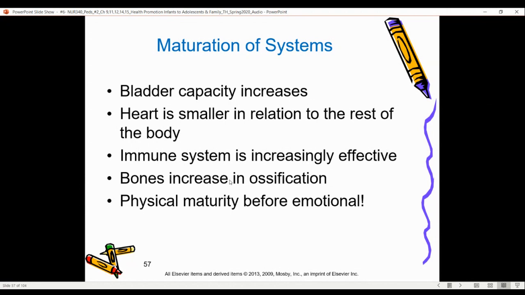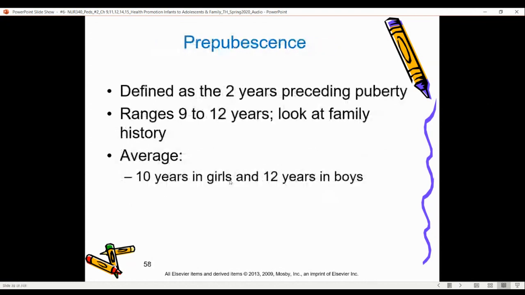And then physical maturity may happen before emotional maturity, especially towards the end of the school age years, when they're hitting those prepubescence, puberty years. They may look like adults or young adults, but they cognitively are not there yet. But prepubescence is defined as the 2 years preceding puberty, and this is usually between 9 to 12 years of age. So right at the end of the school age years, we want to look at family history for figuring that out. So when mom got her period, if it was 12, then around 10 is when we'll start to see these prepubescent signs with this child.